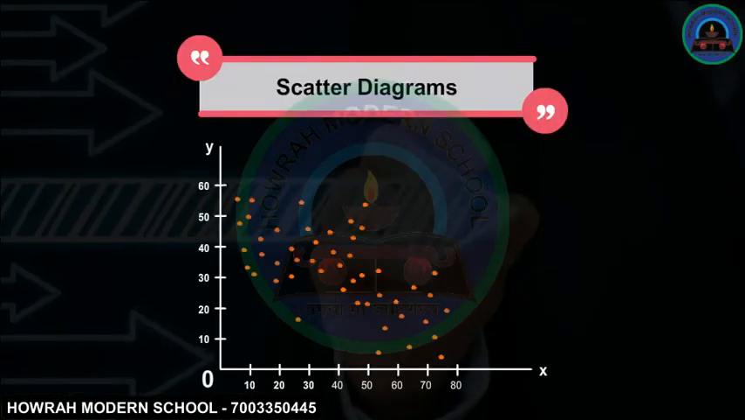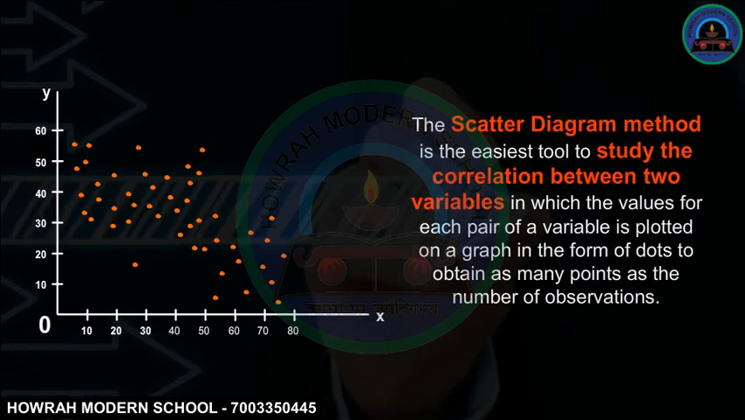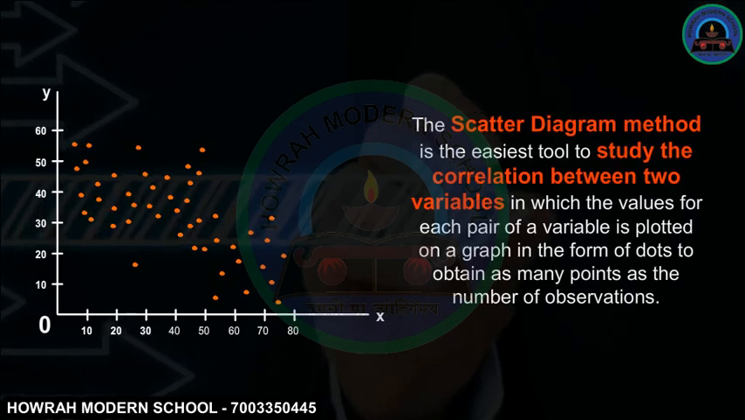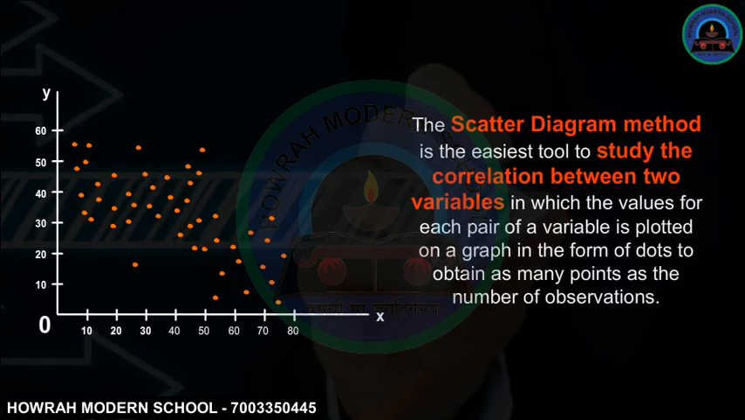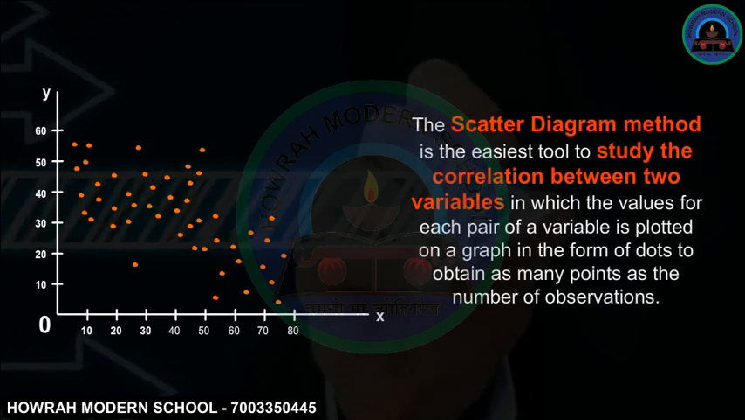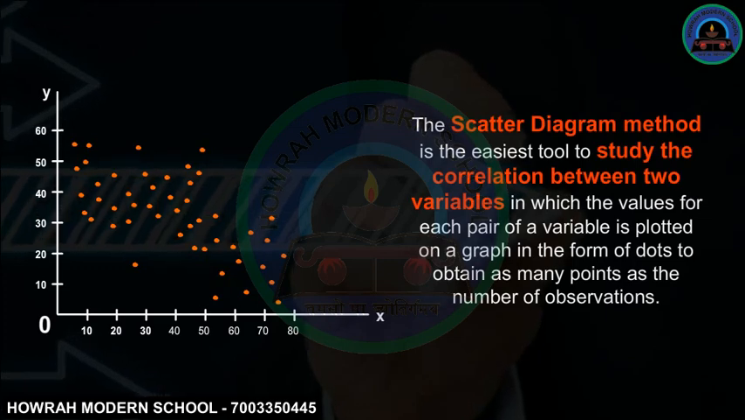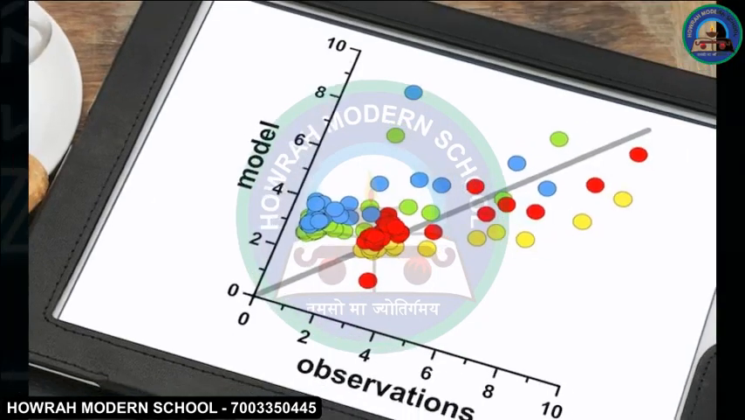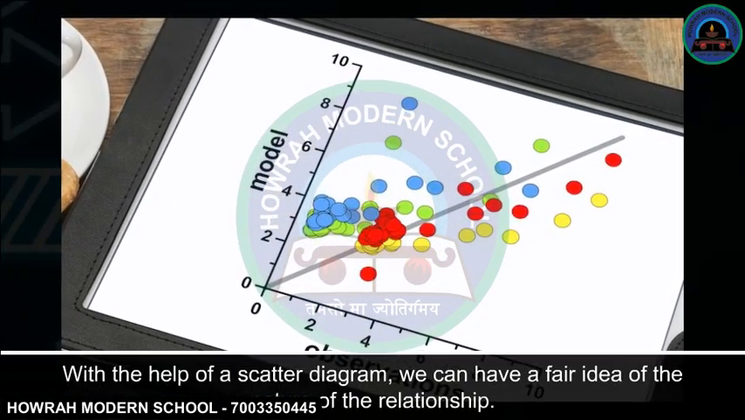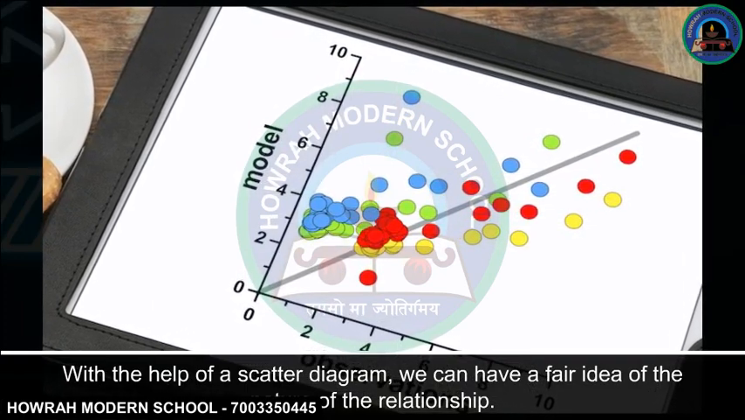Scatter diagram. The scatter diagram method is the easiest tool to study the correlation between two variables, in which the values for each pair of variables are plotted on a graph in the form of dots to obtain as many points as the number of observations. It is a visual method of examining the relationship without calculating the numerical value. With the help of a scatter diagram, we can have a fair idea of the nature of the relationship.